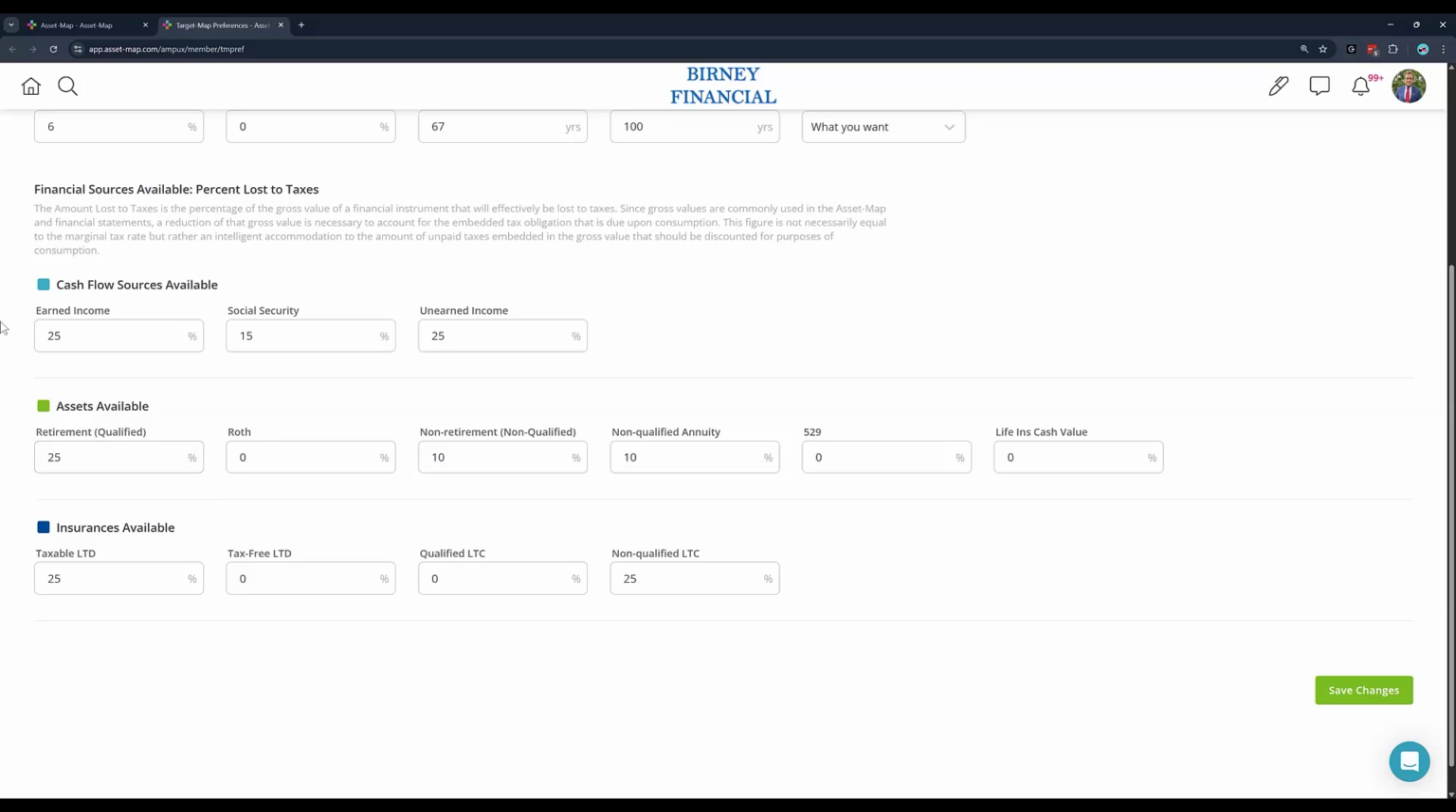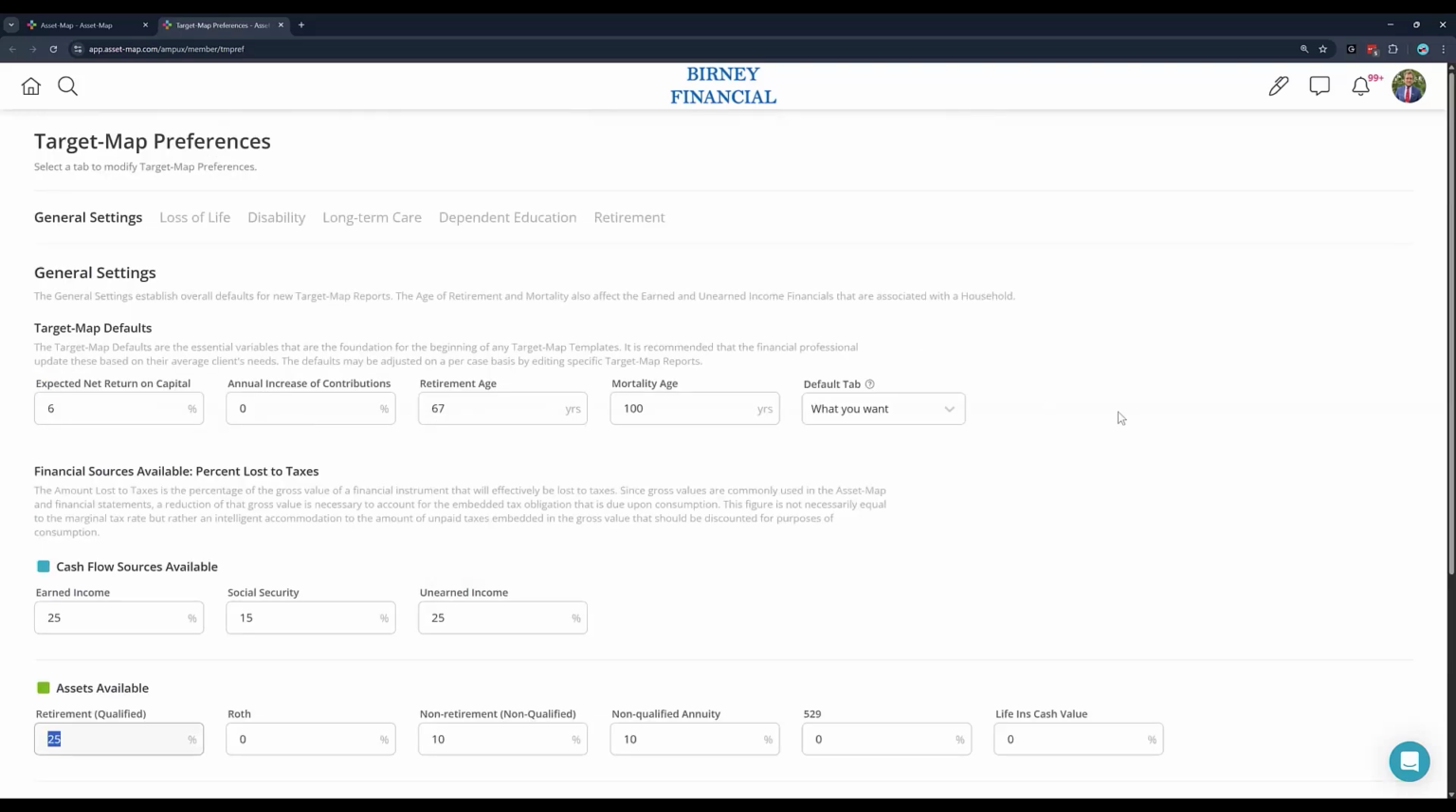When you're all set with these default numbers, save your changes and be aware that in each individual target map, I can adjust all of these manually. If I'm using the holistic plan integration, for example, I know my client's effective tax rate is more like 22 or 19. In their target map, I'll adjust those numbers. So a lot more on taxes here in just a bit. But next up, we'll look at the other types of target maps we can run.